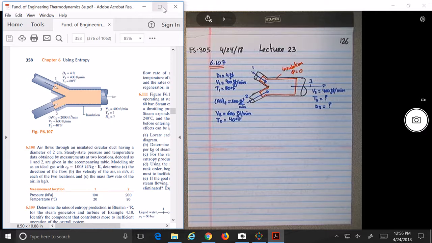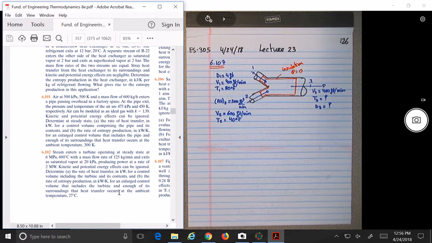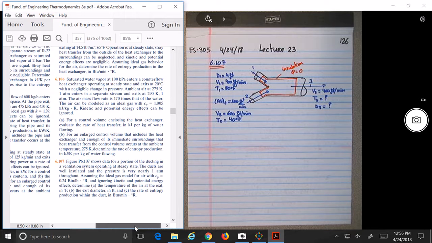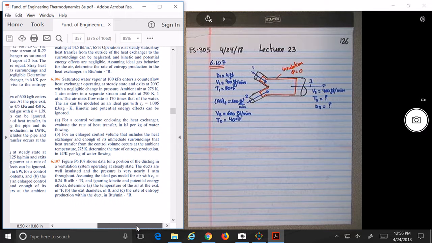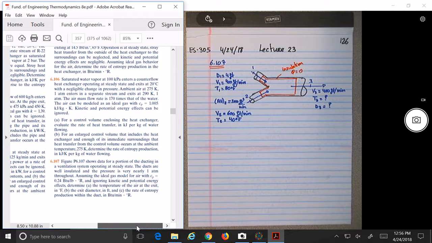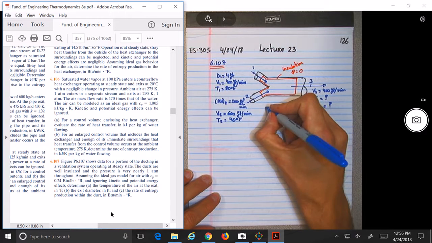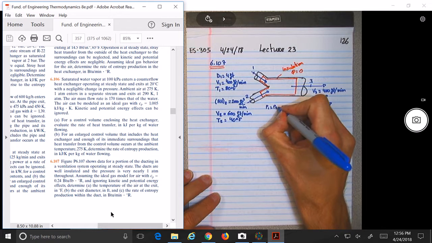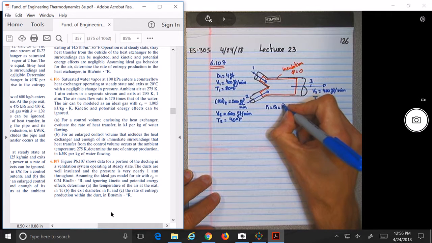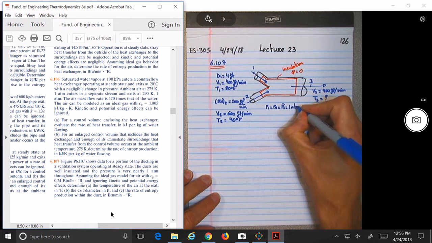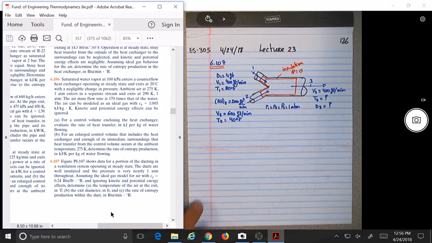Okay, so let me read the problem. Figure 107 shows data for a portion of the ducting in a ventilation system operating at steady state. The ducts are well insulated and the pressure is nearly 1 atmosphere. So let's say P1 equals P2 equals P3, 1 atmosphere.